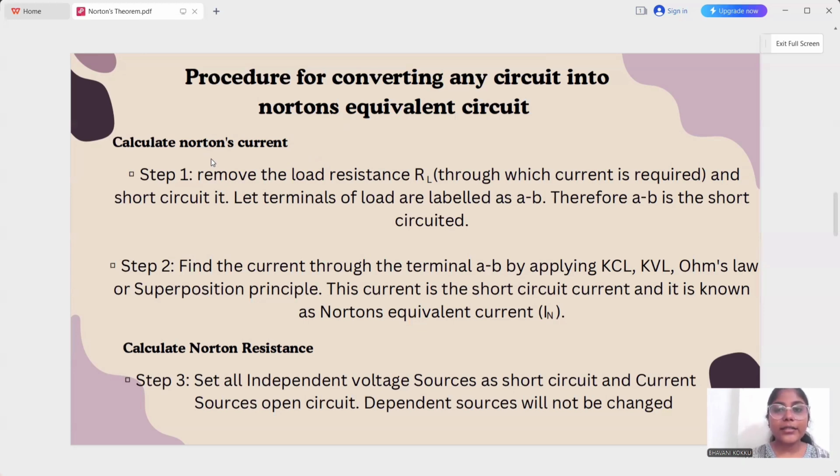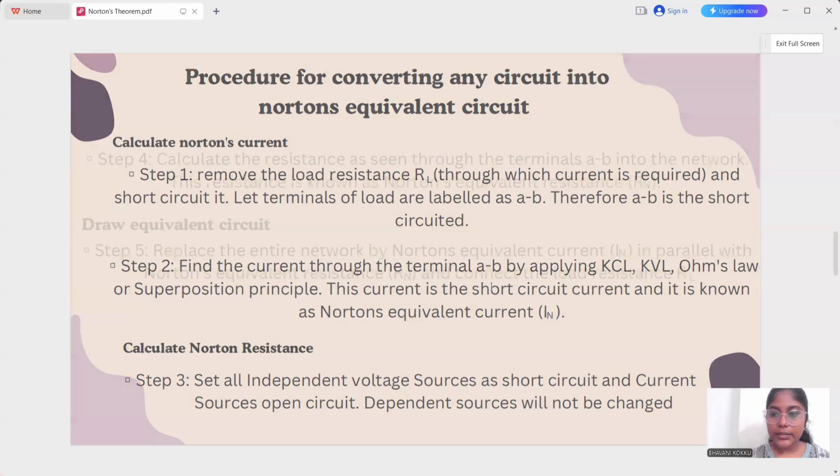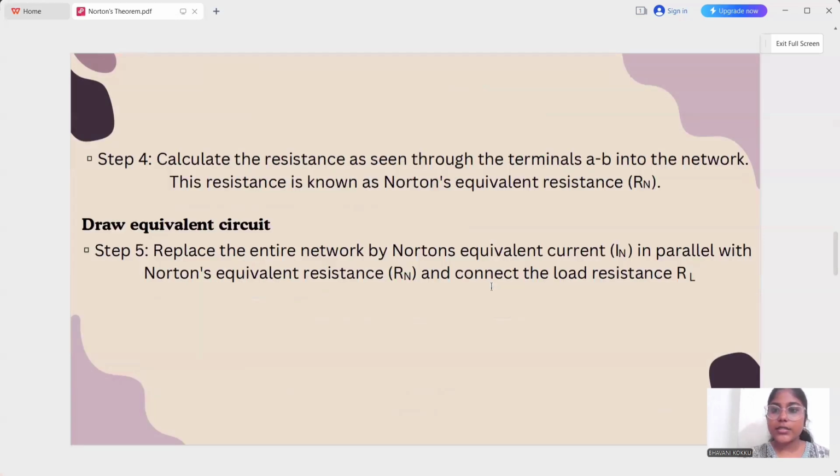We can find that current by using any of the methods we know, like applying KCL or KVL, the superposition theorem, or Ohm's law, anything. The current obtained is nothing but Norton's current. Since we have the Norton's current, we have to find the Norton's resistance. To find that, we have to first deactivate all the voltage and current sources as I said before, and we have to find the equivalent resistance across the terminals AB which we short circuited before. The resistance obtained is nothing but Norton's equivalent resistance.